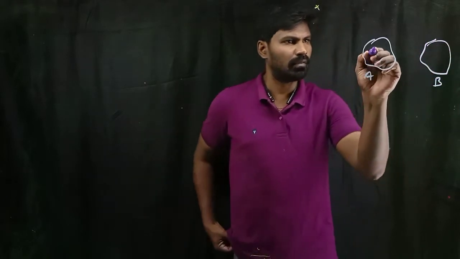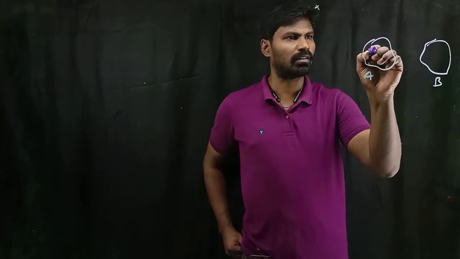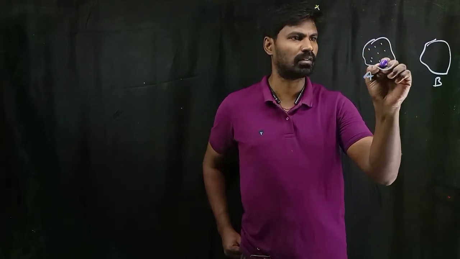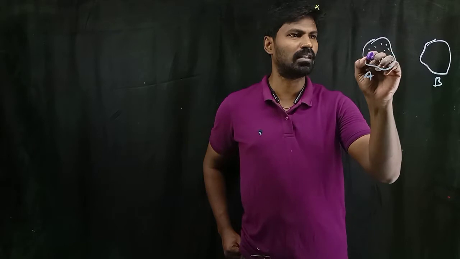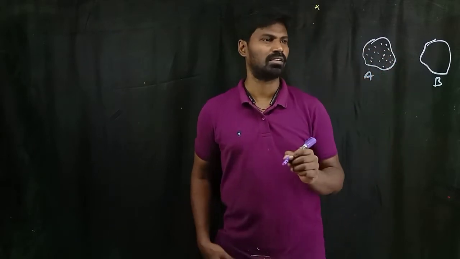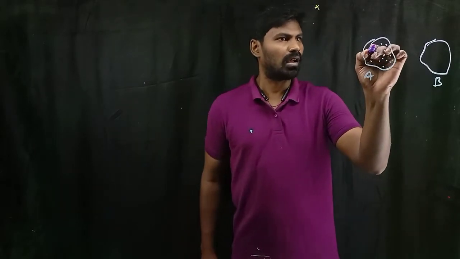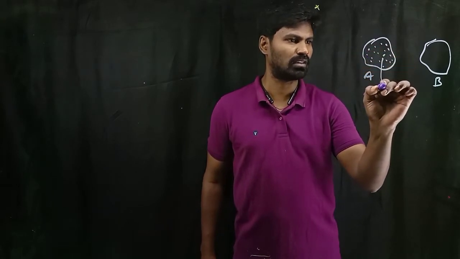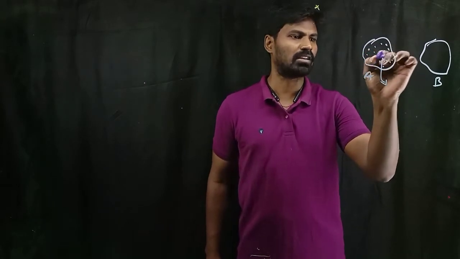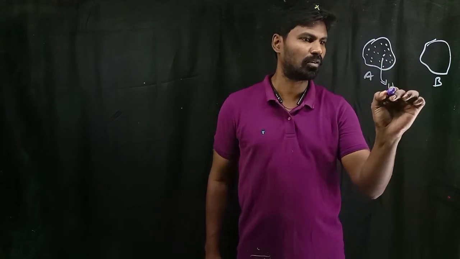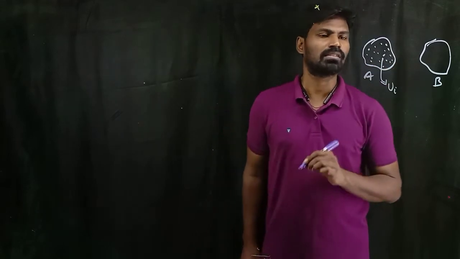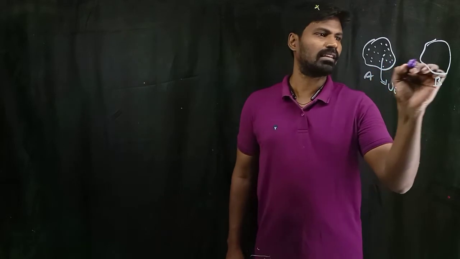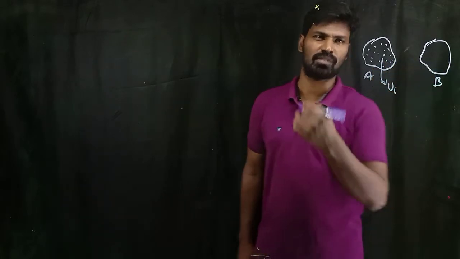Within this body, there are n number of particles, a huge number of particles. And these particles will keep on interacting with each other. So if the particles are interacting with each other, the energy associated with this interaction is called internal potential energy.